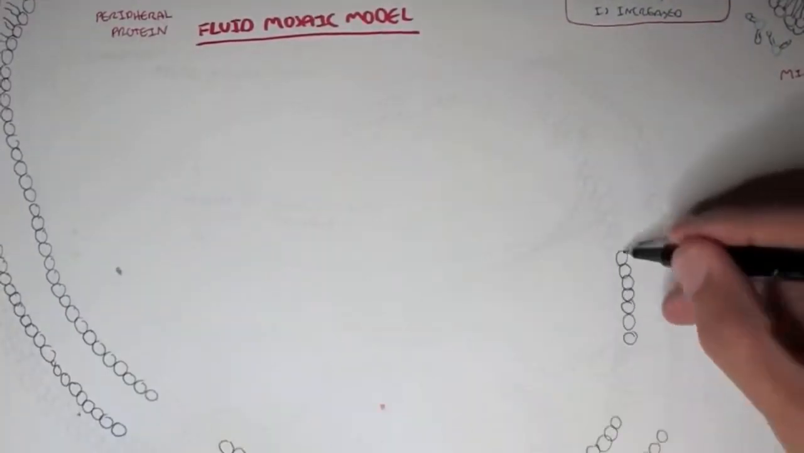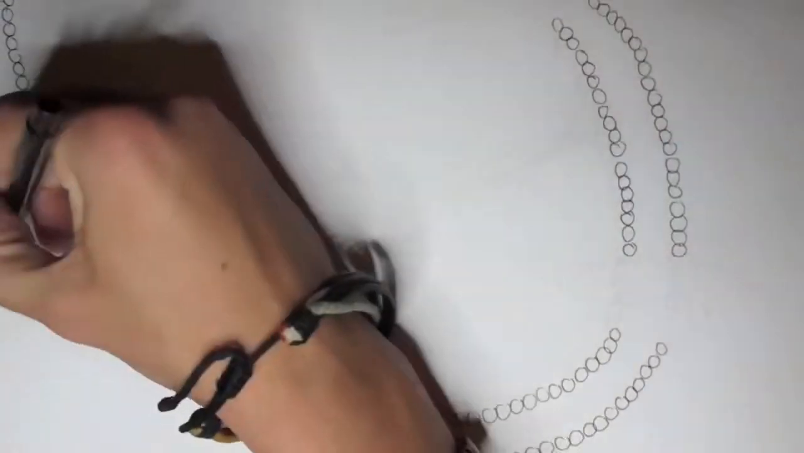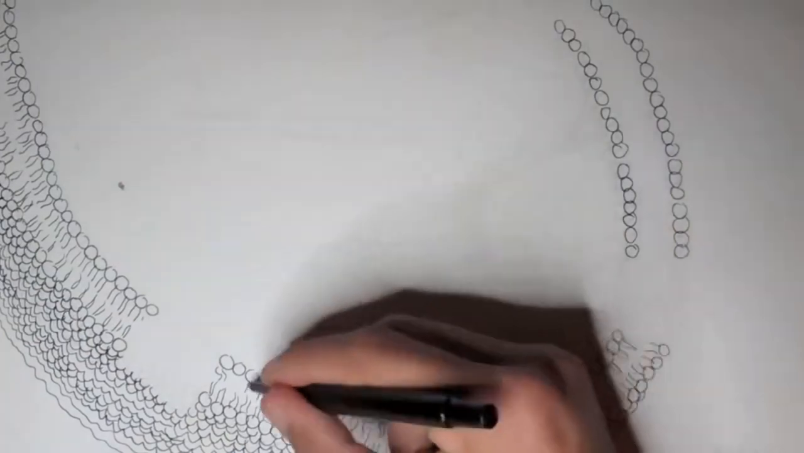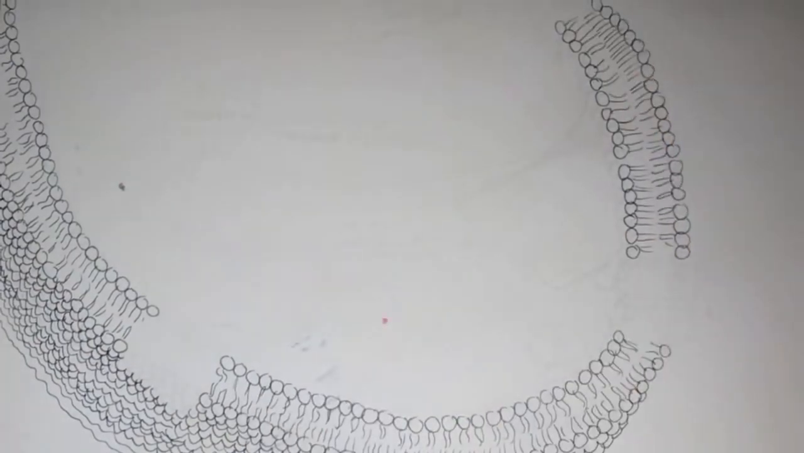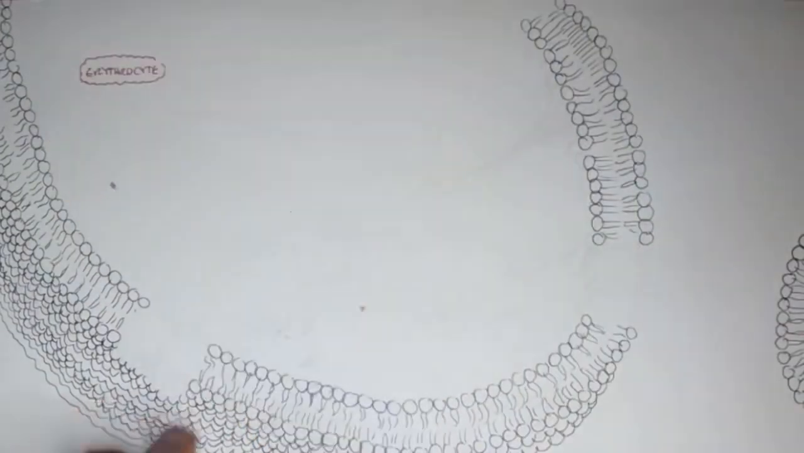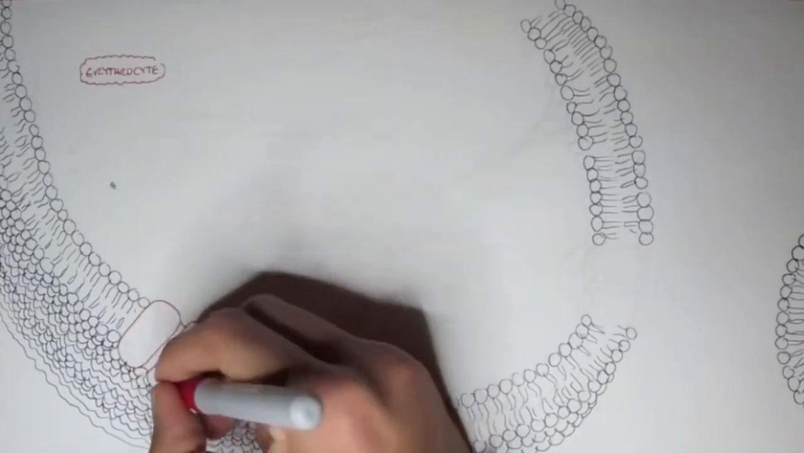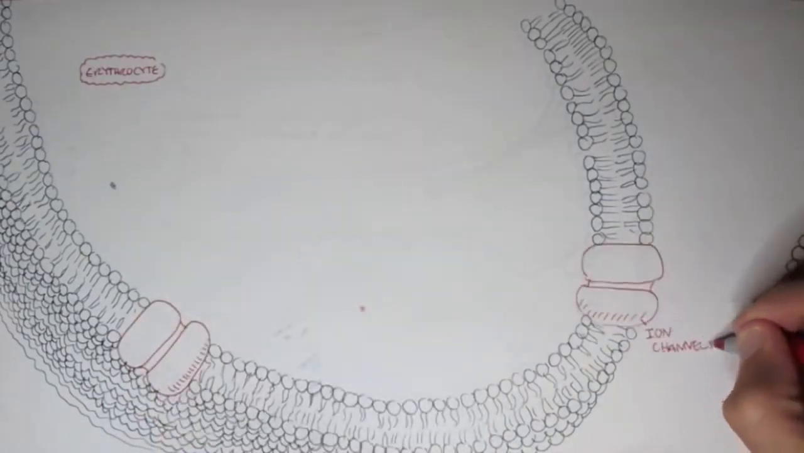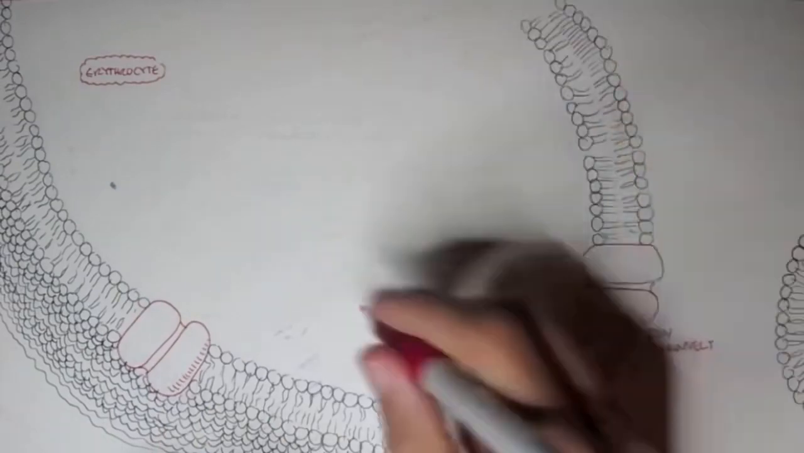But for now, let's look at the structures within the inner leaflet of the cell membrane. So in the cytoplasm, the inner leaflet of the membrane. And we're looking at a specific cell called an erythrocyte, which is a red blood cell. And erythrocytes contain ion channels, which control the movement of ions in and out of the cell, for example. And here's an ion channel.